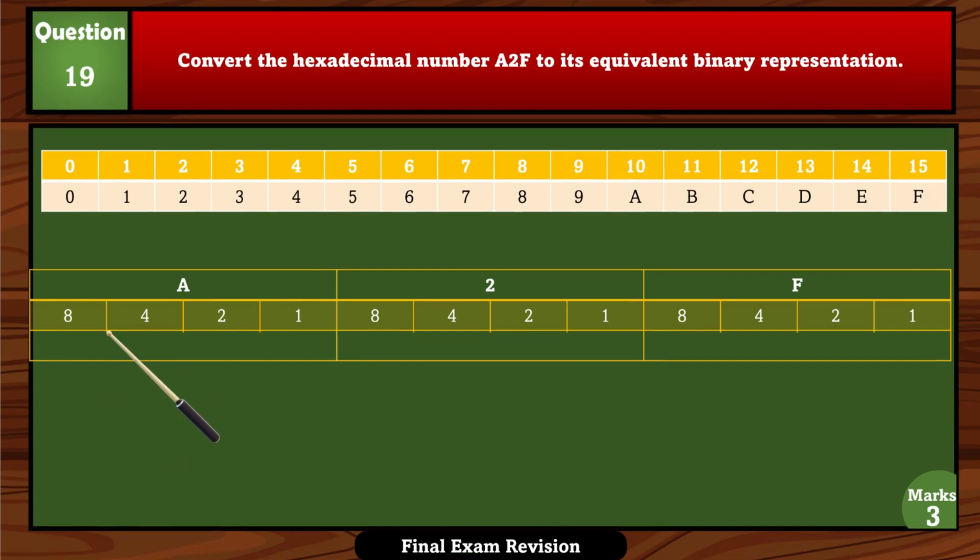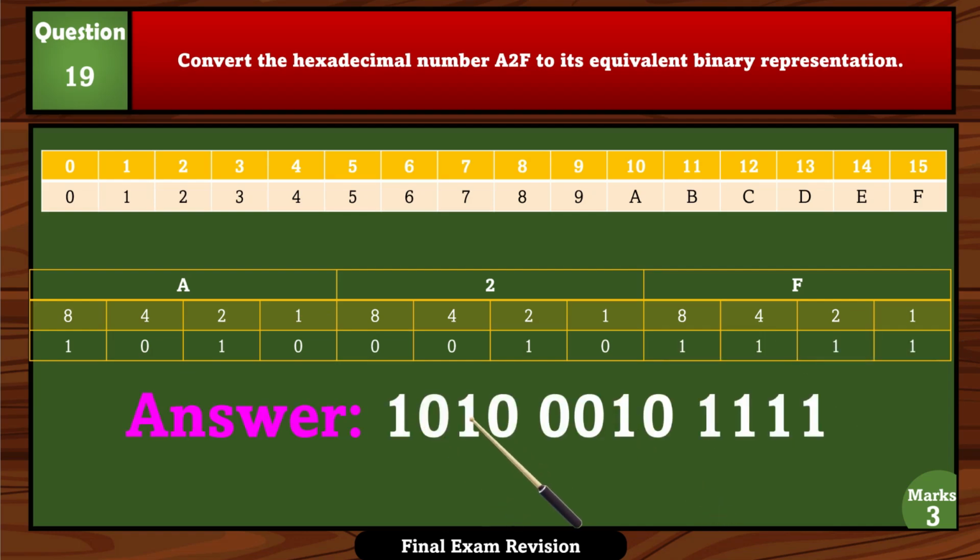Okay. Next question, convert the hexadecimal number A2F to its equivalent binary representation. So first we convert A. A is what? A is 10. So what's the binary of 10? It's 1010. Next number is 2. What's the binary of 2? It's 0010. Next one is F. F is what? It's all 1s, 1111. So our answer is what? This number. So 1010, 0010, 1111.